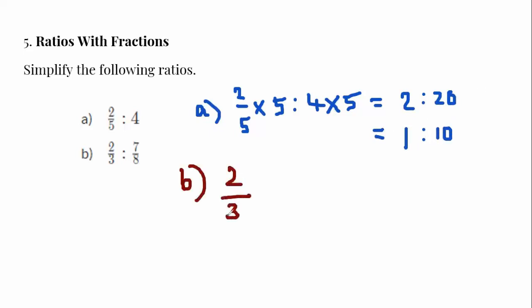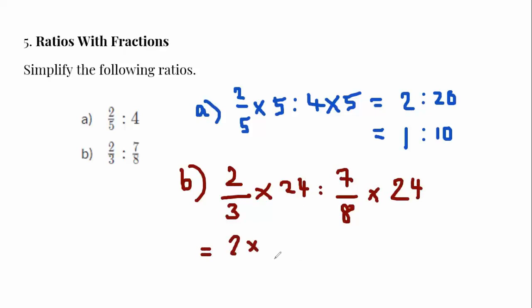2 over 3 is to 7 over 8. In this ratio, both the terms are fractions. So a common number by which both the fractions can be multiplied has to be found. Which can be found by multiplying 3 and 8 together, that is 24. By multiplying both the terms by 24, we get 2 times 8 is to 7 times 3, which equals 16:21. And this ratio cannot be further simplified.